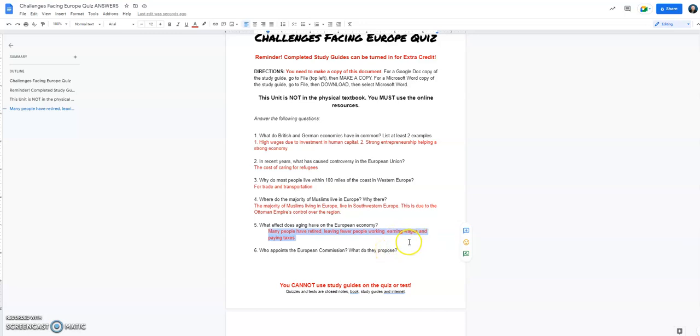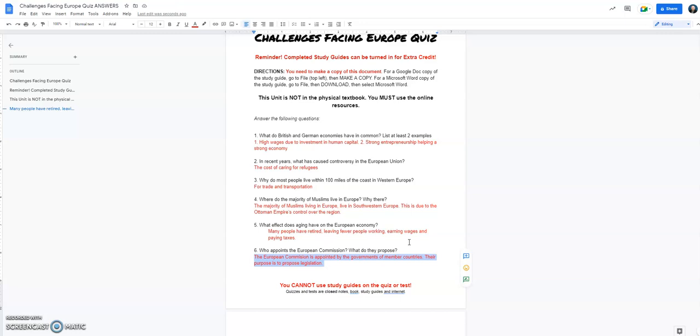Question 6. Who appoints the European Commission, and what do they propose? So the European Commission is part of the European Union, the form of the way the government is set up with the European Union, and how those nations that are part of the Union work together and come to make decisions. The European Commission is appointed by the governments of the member countries, and their purpose is to propose legislation.